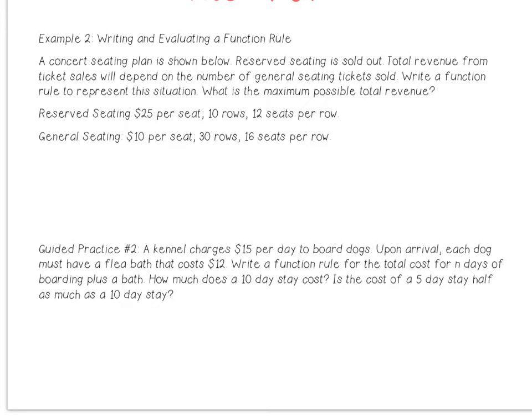Right now I know that reserved seating is sold out, so I know that they have at least this much revenue. So that's going to be 25 times 10 times 12, because it's $25 per seat per row. So there's 10 rows and there's 12 seats per row. So it's going to be 25 times 120, which is 3,000.